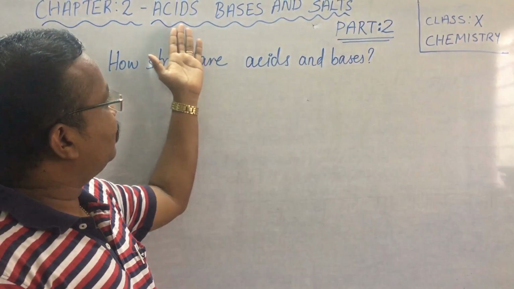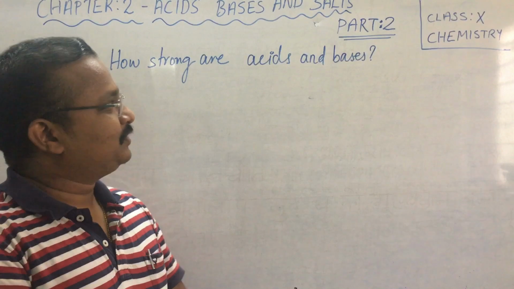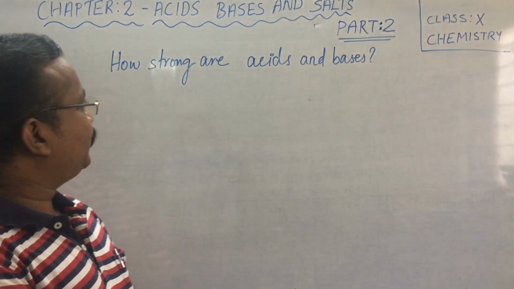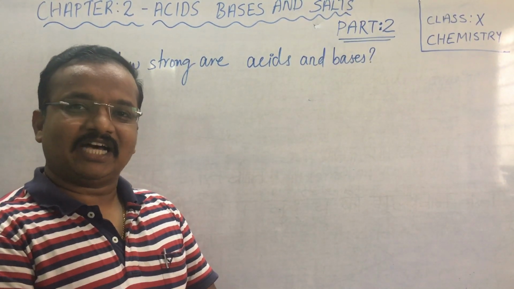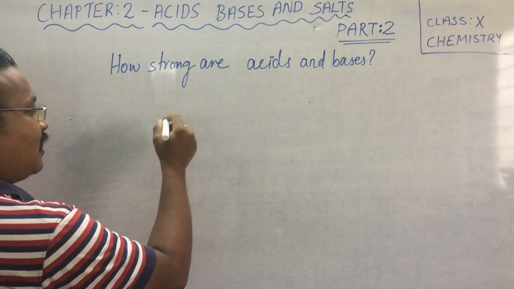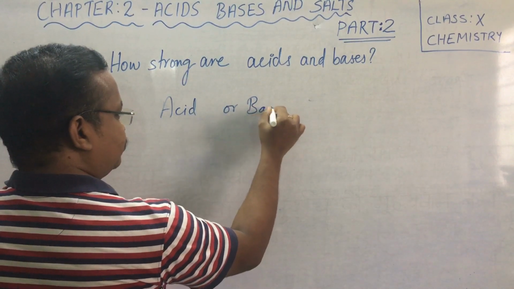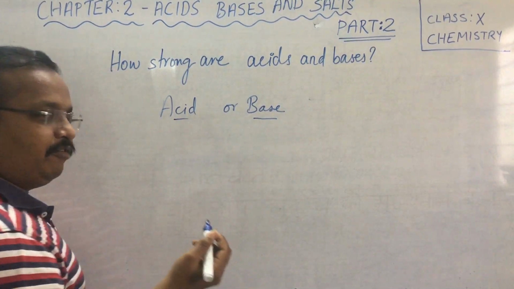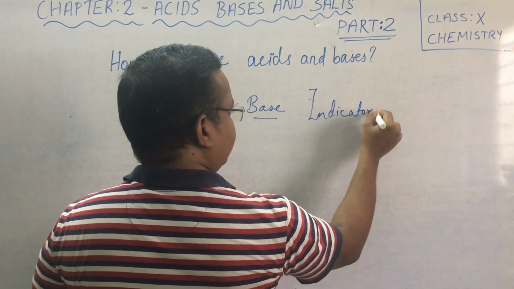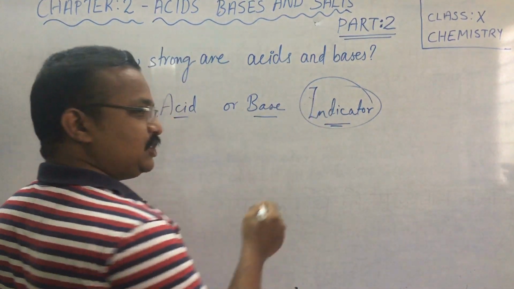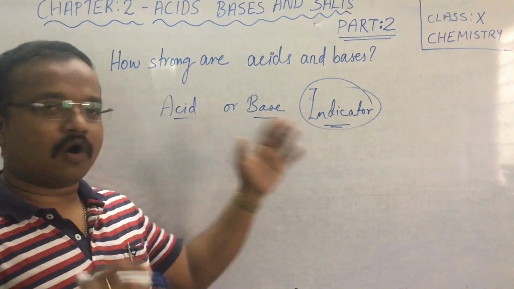Last class we were discussing acids, bases and salts and their chemical properties, right? In this part 2, we are going to discuss how strong acids and bases are. As we know, if we have an acid or a base and we have an indicator, by using this indicator we can check whether the substance contains an acid or a base.